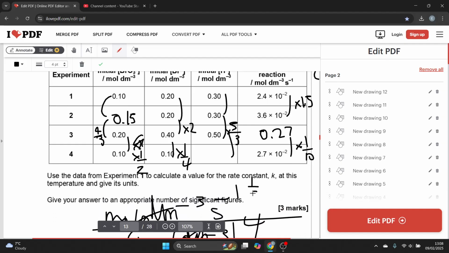1 over 8 times by something squared to give me 1 over 10. That's basically what the expression is. So 1 over 10 divided by 1 over 8, and then square root my answer. And then that's the factor I'm going to be timesing by, and then do 0.50 times by my answer to get 0.45. You can see how it's just like so many steps. 0.45.